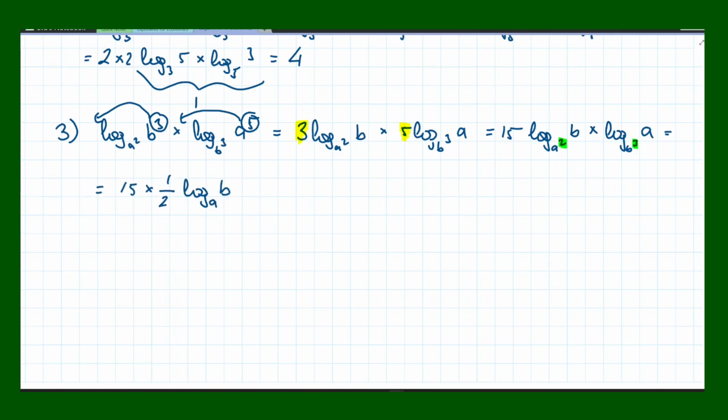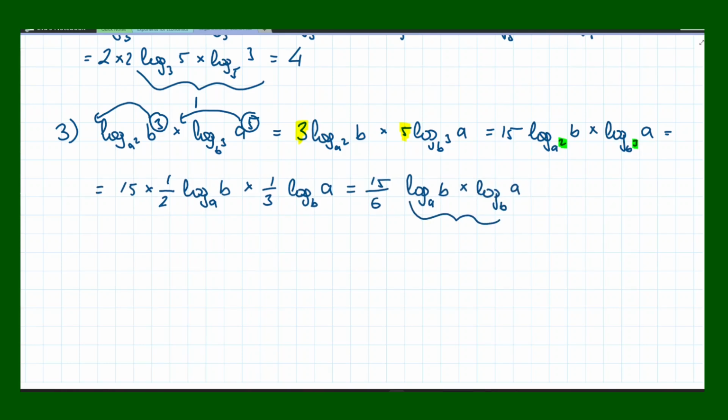So the 2 comes out as a 1 over 2 multiplier, and the 3 comes out as a 1 over 3 multiplier from the second log expression. Now, I still have got loads of numbers flying around, so let me collect them together into just one number. 15 times a half times a third is just going to be 15 over 6, because 2 times 3 makes 6. And what I've got now is log_A B times log_B A.